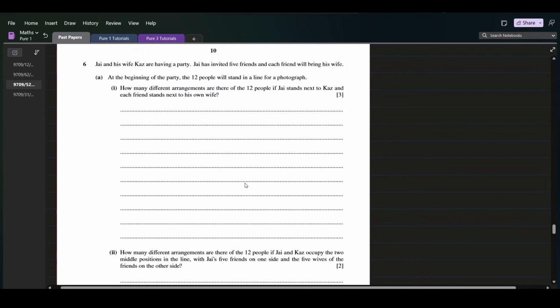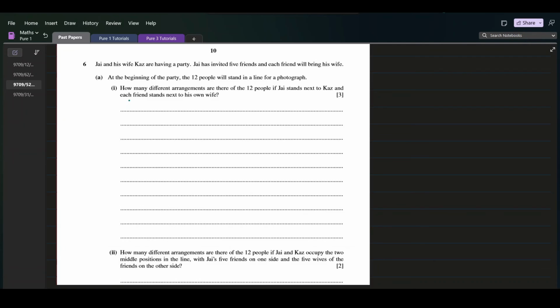Number 6. Jay and his wife Kaz are having a party. Jay has invited 5 friends and each friend will bring his wife. Part A. At the beginning of the party, the 12 people stand in a line for a photograph. Part 1. How many different arrangements are there of the 12 people if Jay stands next to Kaz and each friend stands next to his own wife?